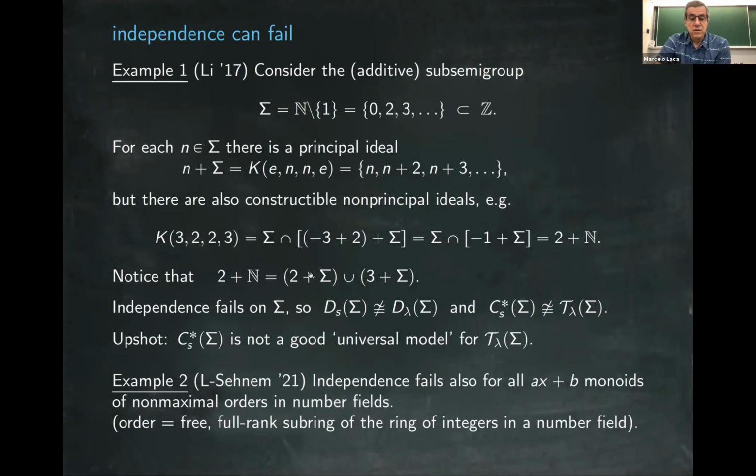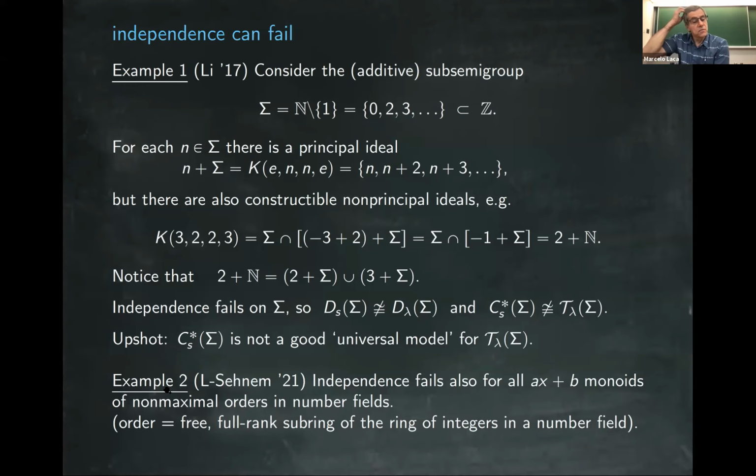So independence fails because they're not equal, but the union is equal to 2 plus n. So for this Toeplitz algebra, the diagonal is not equal to the left regular diagonal, and the algebra C*_s is not equal to the Toeplitz algebra. So the upshot of the interpretation of this is that C*_s(σ) is not a good universal model for T_λ(σ). It just fails already at the level of the diagonal, and this is a very simple abelian case, so there's no amenability involved here.